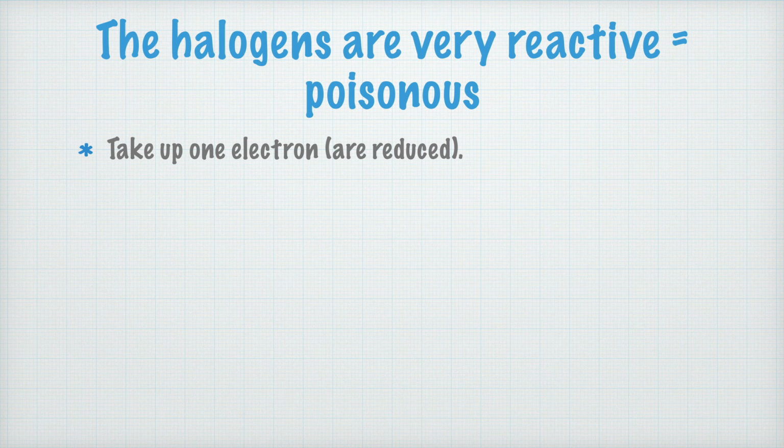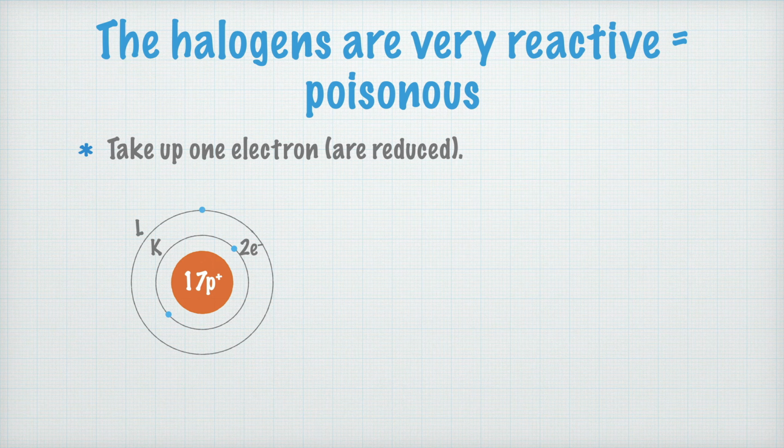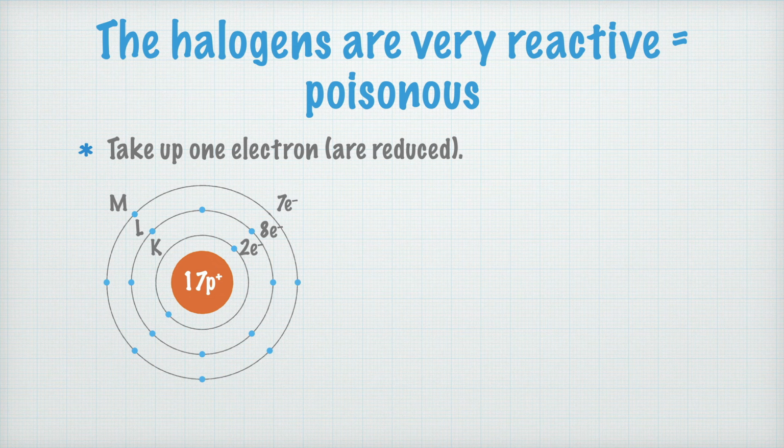Let's have a look at chlorine, which I happen to know has the atomic number 17, and thus also 17 protons in its nucleus. We put 2 electrons in the K shell, and then 1, 2, 3, 4, 5, 6, 7, and 8 electrons in the L shell. That makes 10 electrons so far, and we put the remaining 7 in the M shell. 11, 12, 13, 14, 15, 16, and 17.